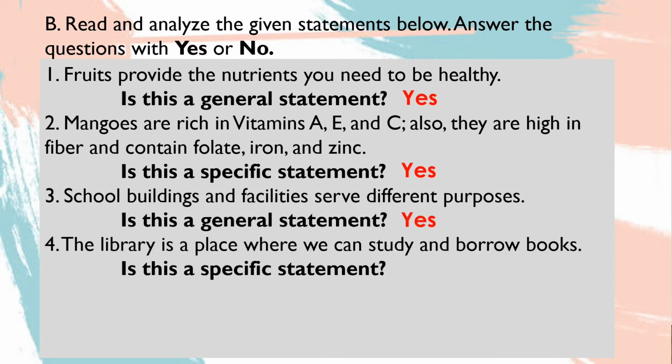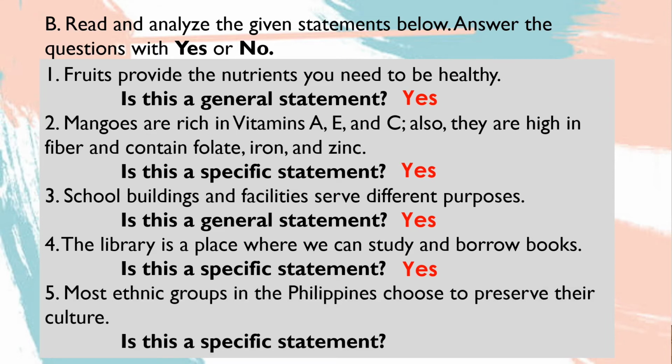How about number 4? The library is a place where we can study and borrow books. It talks about libraries. Is this a specific statement? Correct, it's yes. Number 5, most ethnic groups in the Philippines choose to preserve their culture. Is this a specific statement, that ethnic groups? It's no, because it is a general statement.